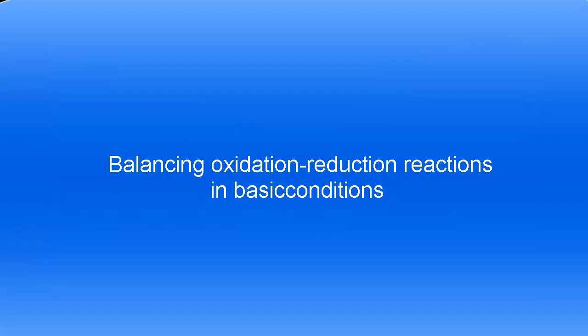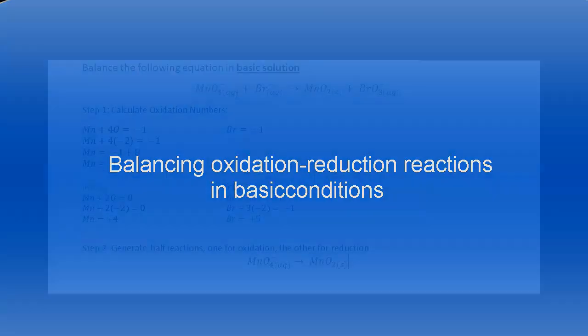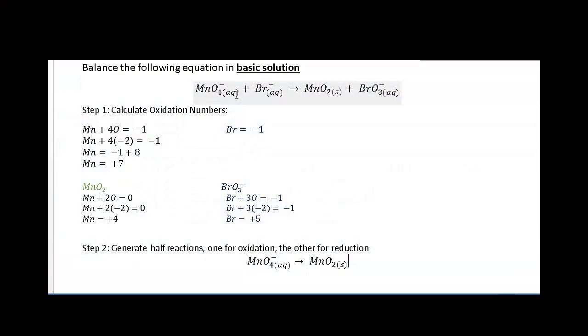So let's do our second problem here. This one is different than the first one in that we're balancing this under basic conditions, which means two things. One, like before, we have a lot of water around, which is fine because all of this is happening in water. But contrary to the first equation that we balanced, this is in base, so there's going to be a lot of OH minus, a lot of hydroxide. So we're going to balance it with hydroxide.